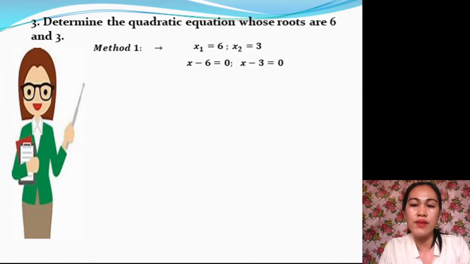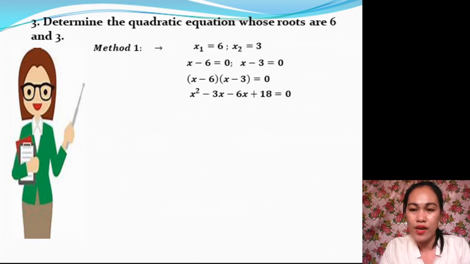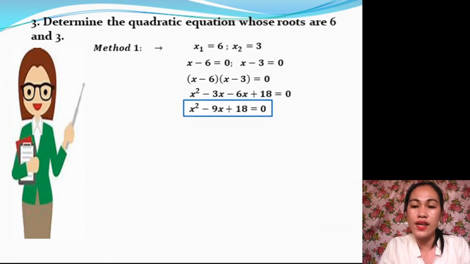So we have x minus 6 equals 0 and x minus 3 equals 0. We know that these two are the factors of the quadratic equation that we are looking. So x minus 6 times x minus 3 is equal to 0. Then applying the FOIL method, we have x squared minus 3x minus 6x plus 18 is equal to 0. Then, combining like terms, we have x squared minus 9x plus 18 equals 0. This is the quadratic equation.